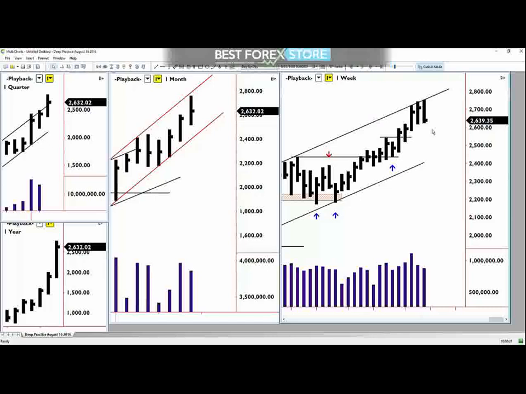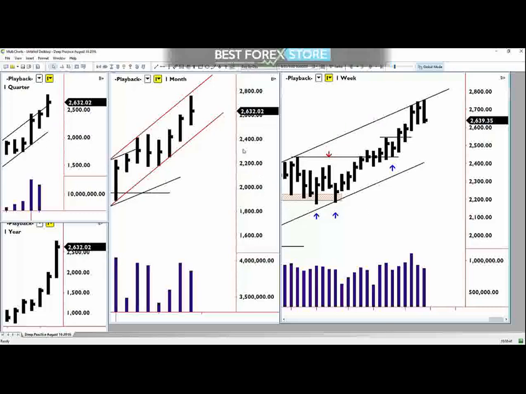Notice the monthly now is starting to show. We've got pretty decent volume on the monthly, and we're starting to see selling coming in. We are also pretty aggressively up on the yearly. Quarterly is showing some selling.